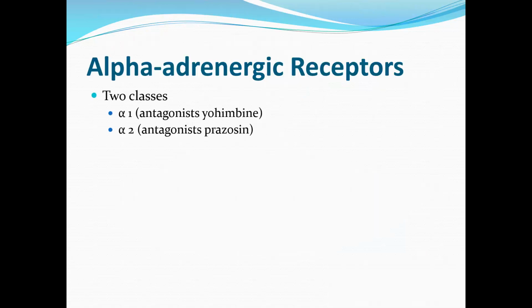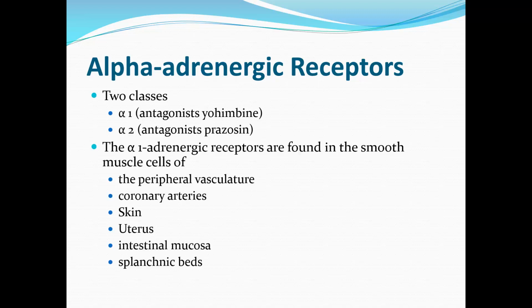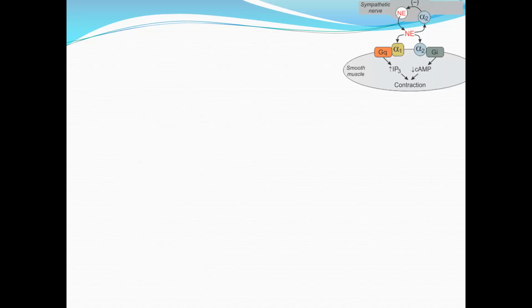So alpha-adrenergic receptors. Two major subtypes, the alpha-1 and alpha-2. Alpha-1 is classified into this class because it's antagonized by prazosin. Alpha-2 antagonized by yohimbine. Alpha-1 receptors are found in smooth muscles of everywhere, essentially. The peripheral vessels, coronary artery, skin, uterus, intestinal mucosa, splanchnic bed, etc. They're everywhere.